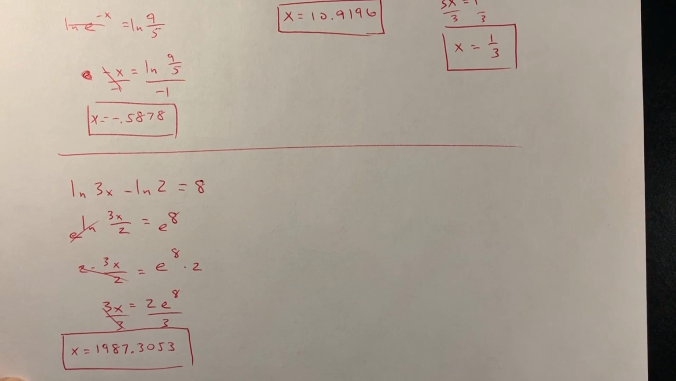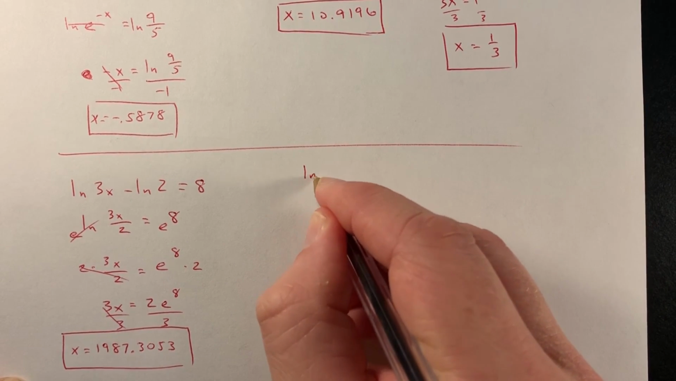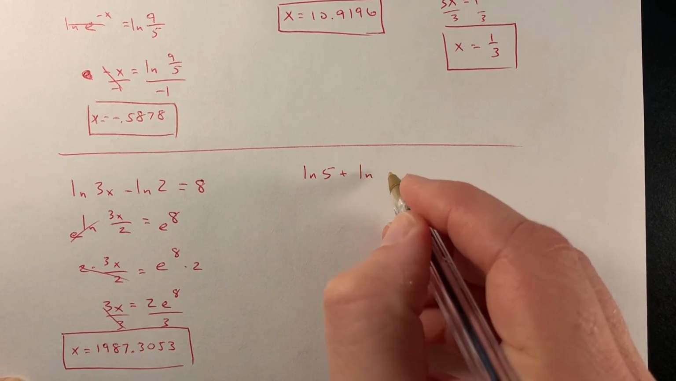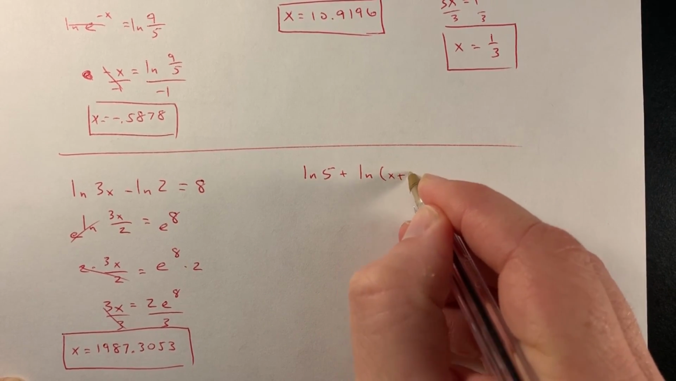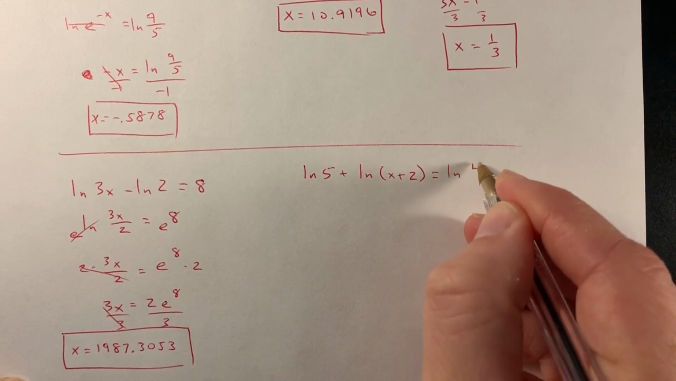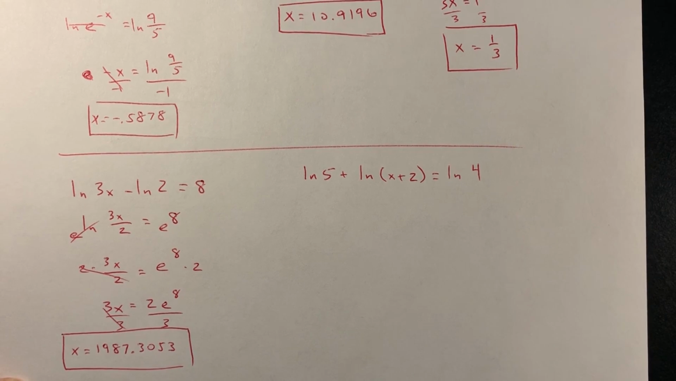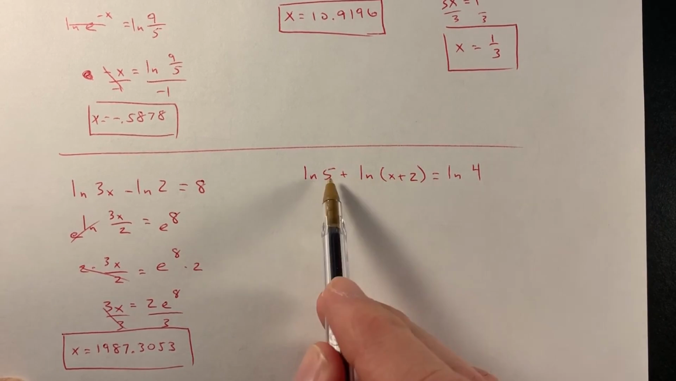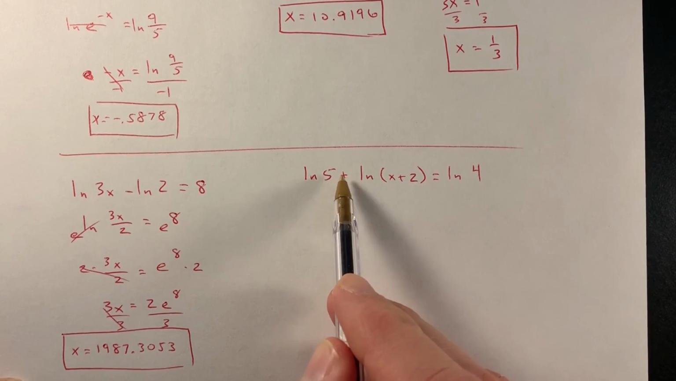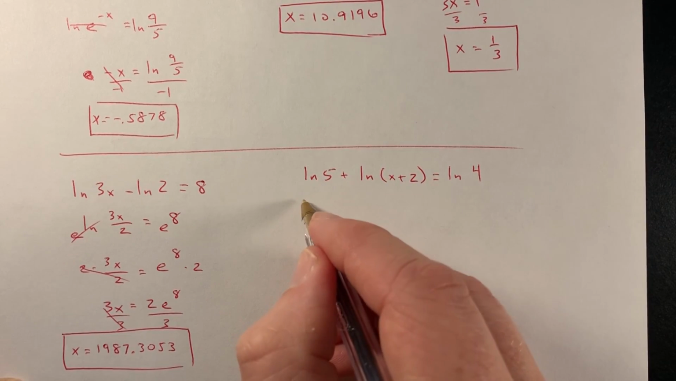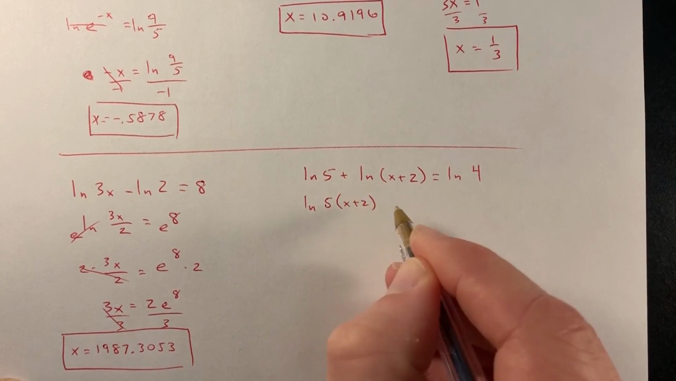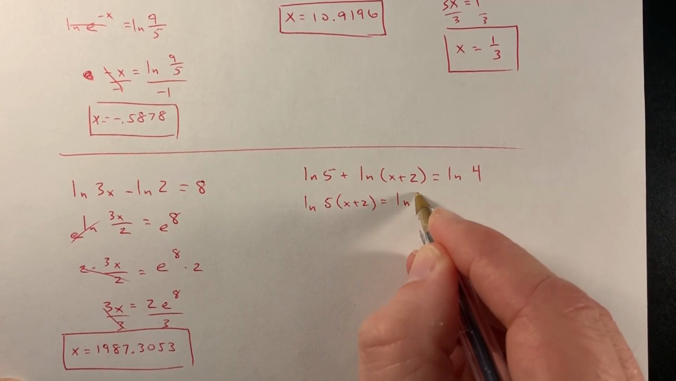Okay, and I'm going to add one more equation here. Natural log 5 plus natural log of x plus 2 equals natural log 4. Again, I'm going to condense. I've got log base e and another log base e, and there's a plus, so I can multiply the arguments. So natural log of 5 times x plus 2 equals natural log 4.